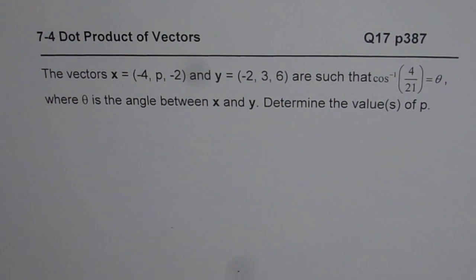Vectors and Calculus. The vectors x equals (-4, p, -2) and y equals (-2, 3, 6) are such that cos inverse of 4 over 21 equals theta, where theta is the angle between x and y. Determine the values of p.